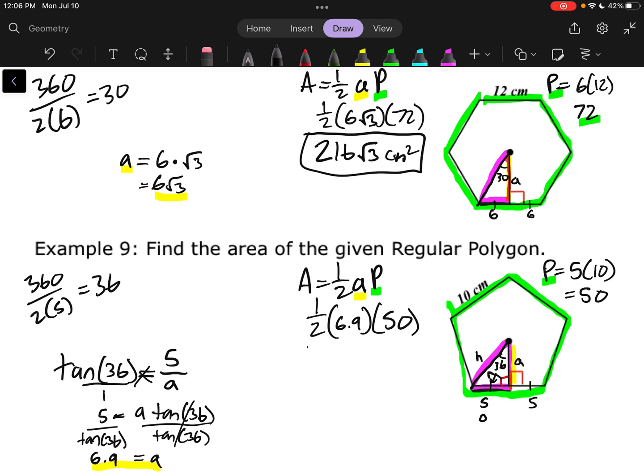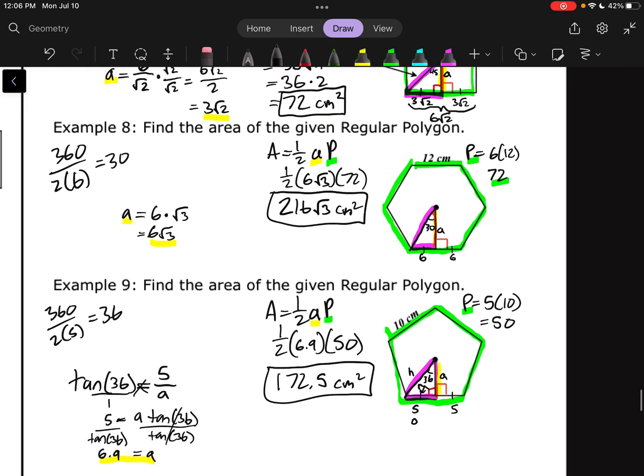Okay, and then we got all of our information. So let's just do 1/2 times 6.9, half times 6.9 times 50. And I'm getting 172.5, and this would be centimeters squared.